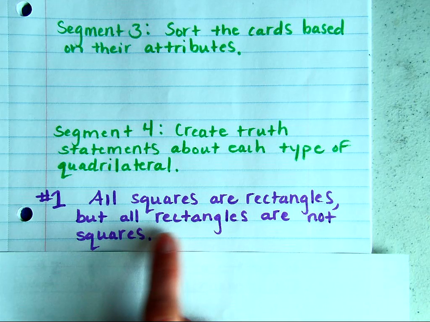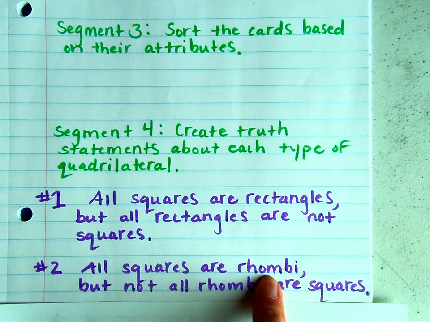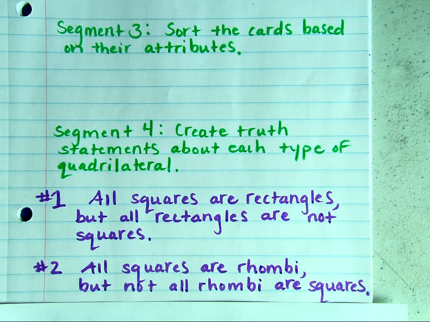Okay, the second statement I discovered, all squares are rhombi but not all rhombi are squares. So the definition of a rhombus is that all sides are equal. And we know that a square can be an example of a rhombus because it has all sides being equal. But it also has right angles, and it also is a parallelogram. Not all rhombi have to fit that qualification. For it to be a rhombus, it just has to have 4 equal sides. It doesn't have to have 4 right angles. It can, but it doesn't have to have that.